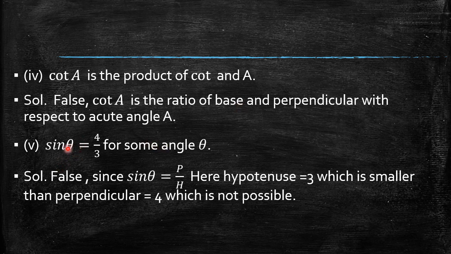What is sine theta? Here you have given sine theta is equal to 4 upon 3 for some angle theta. Is this true? Never. Why? It is a false statement, because sine theta is equal to perpendicular upon hypotenuse, and as you know, in right angle triangle, hypotenuse is always greater than perpendicular. So this is false statement. So hypotenuse is equal to 3, which is smaller than perpendicular, which is equal to 4, which is not possible. Okay, students. So this is our exercise 8.1.